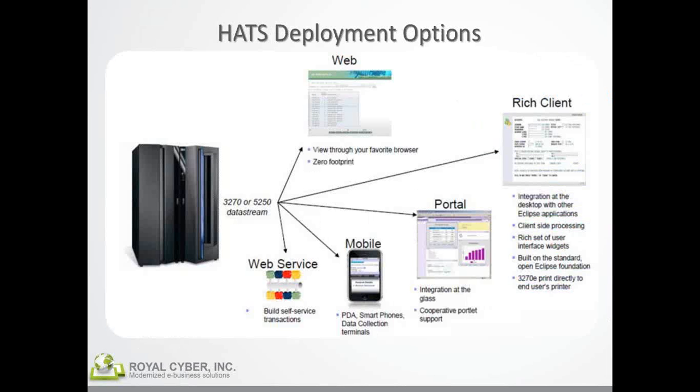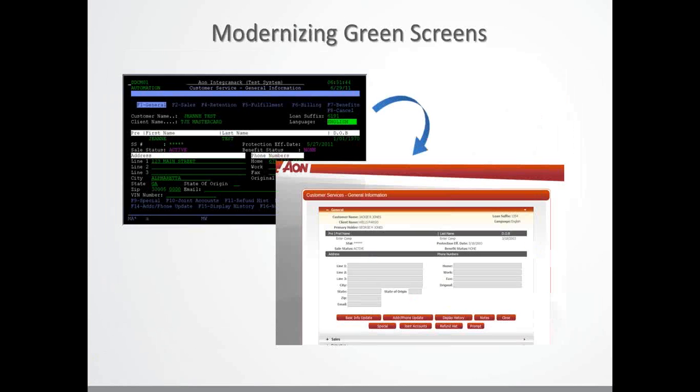Data from legacy servers like System i and System z can be used at various places as demonstrated in the slide. Data once processed by HATS can be used in web applications, rich clients, portals, and mobile devices. Web services can also be generated to allow communication between multiple systems using HATS.